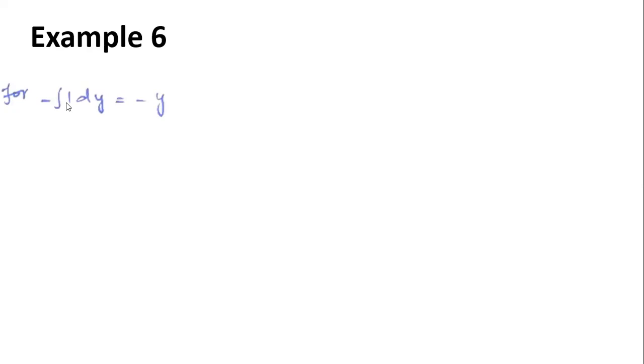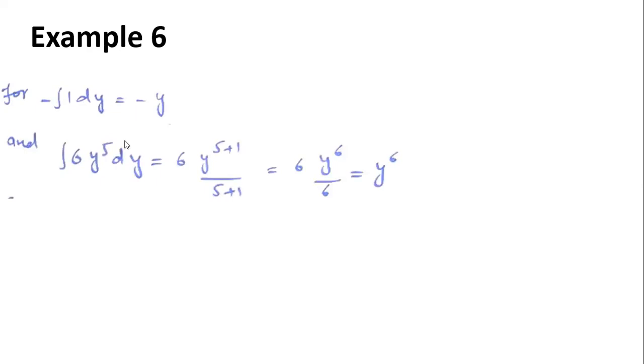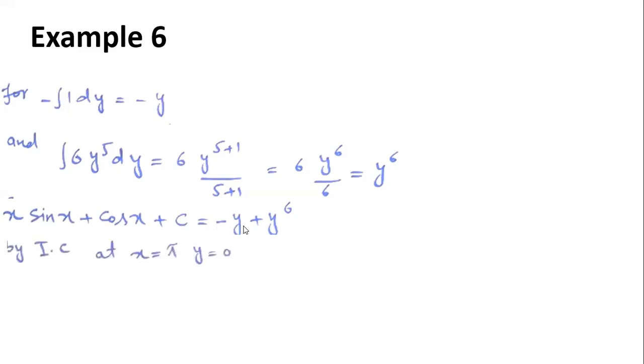The next integral is this minus 1 dy, it will simply give you minus y, and finally we have this integral 6 multiplied by y power 5 dy. When you apply the power rule, you will obtain this 6 times y power 5 plus 1 divided by 5 plus 1. So this 6 will be cancelled with this 6, and you will obtain y power 6. So putting all these values of these three integrals, we will obtain x times sin x plus cos x plus c, that is equal to minus y plus y power 6.